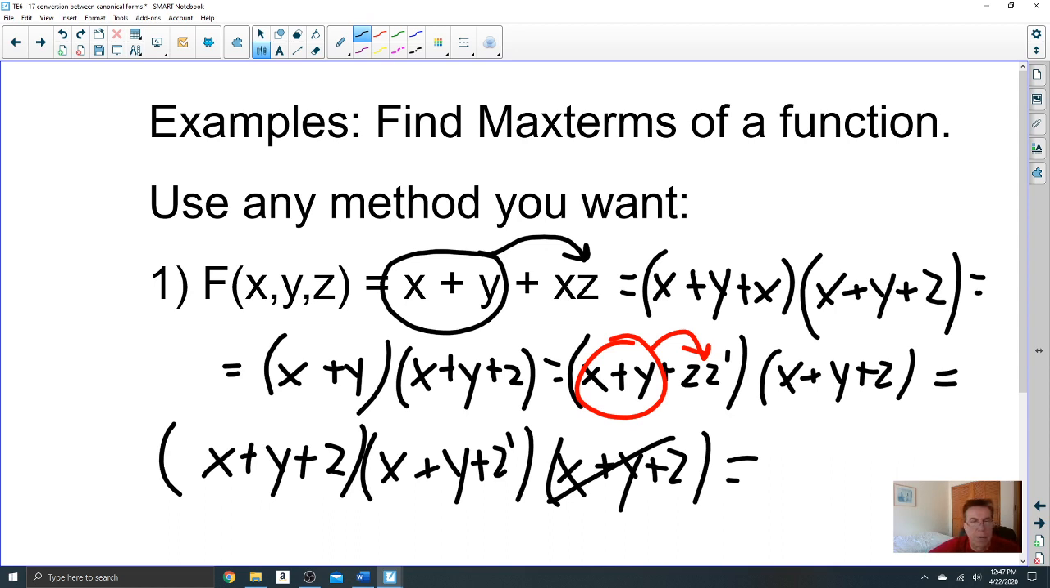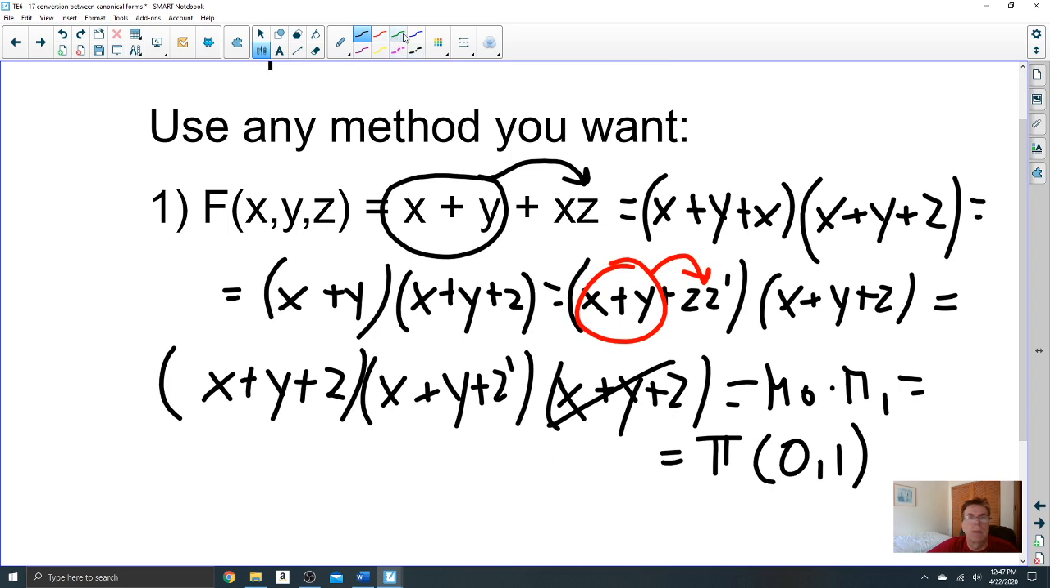This maxterm is maxterm 0, M0. This maxterm is maxterm 1, 0, 0, 1, maxterm 1. So times maxterm 1. And that is equal to the product of these two maxterms, 0 and 1. And here we go. Here's our answer. How cool is this? All right, we're doing good.